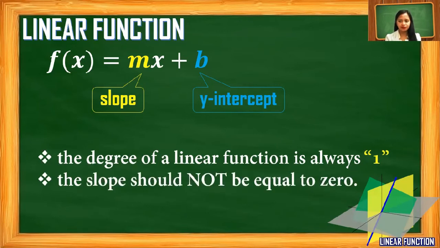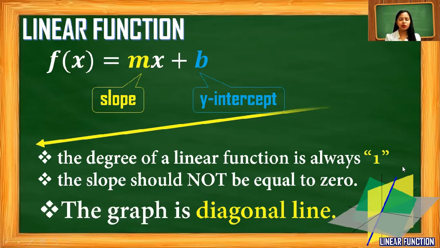Why should the slope not be equal to 0? Yes, that's right, because the slope defines the inclination and steepness of the line. Once the slope becomes 0, the diagonal line will simply become a horizontal line. Therefore, it becomes a constant function. Now, when we talk about the graph of a linear function, the graph is always a diagonal line.